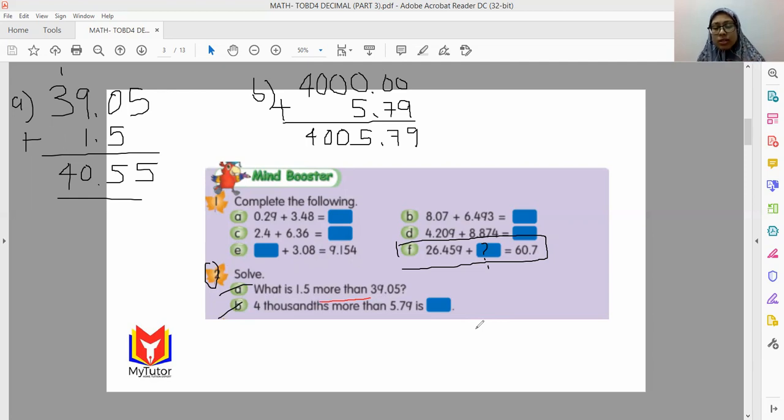39.05. What is 1.5 more than? If you see questions with more than, it means plus. Remember, jot down a bit. Write down: if you see more than, it is equal to plus. It means plus or addition. Write it down in your book.